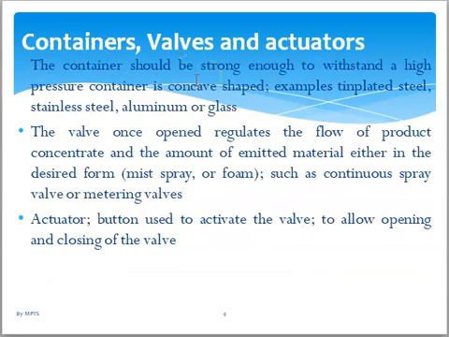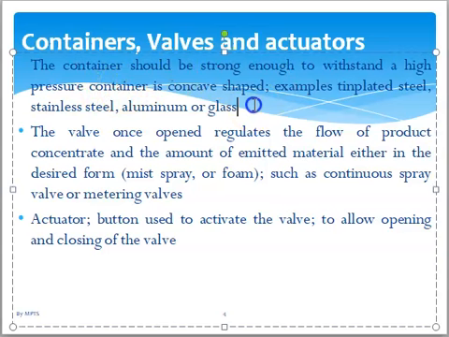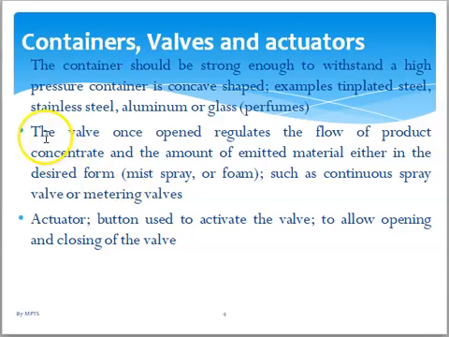Let us first look at the container, valves and actuator. Of course, the container should be strong enough to withstand the pressure and is usually made of aluminium and stainless steel, or some glass, especially those used in perfumes, because it's also an aerosol. Now, of course, the valve is opened to regulate the flow of the product concentrate, which can be emitted as a mist or foam. Foam is usually a continuous flow like these other ones. However, for those of drugs, they have a metering valve. The actuator is that button you press on top to activate the valve.